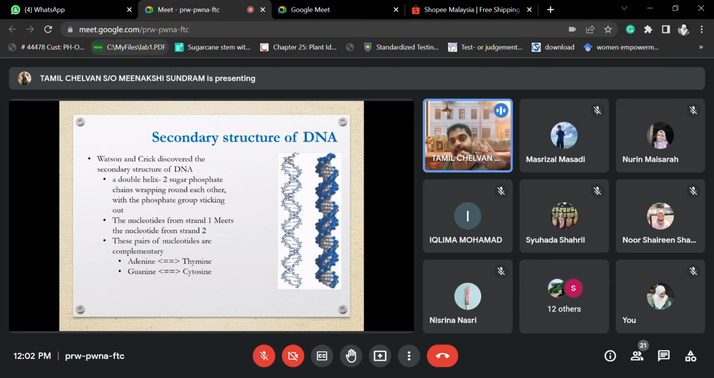So yang primary structure tu macam benang je. How do you make a thread? Now you are making a cloth. Bukan cloth, you are making a kain dululah. Kain biasa, kain berjala tu kan. So you connect all together.